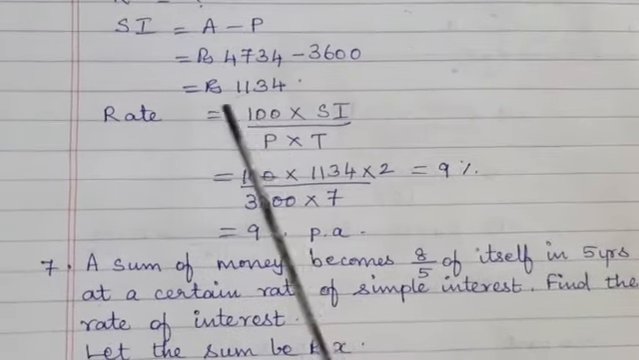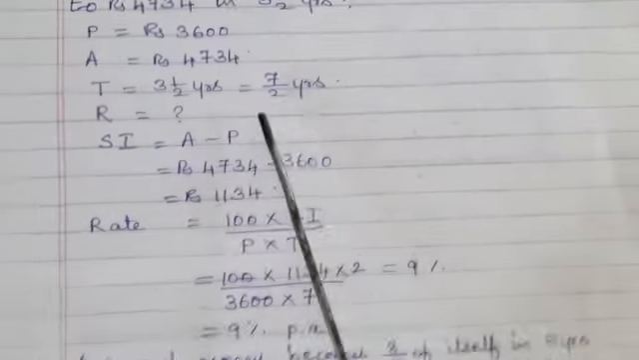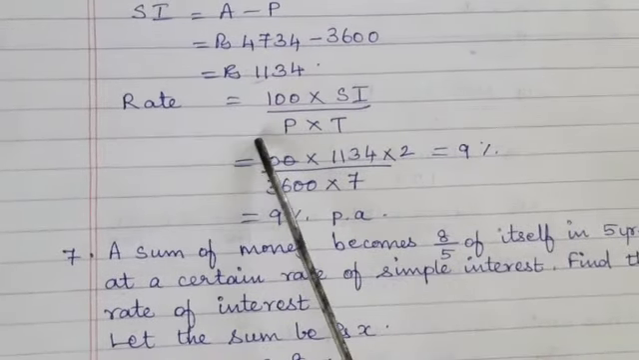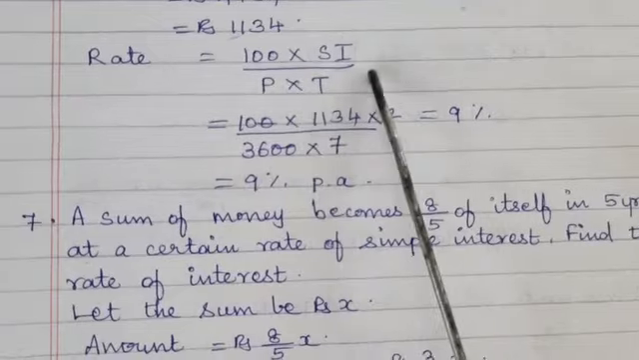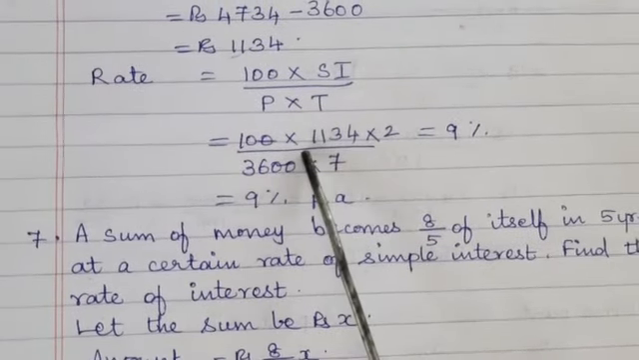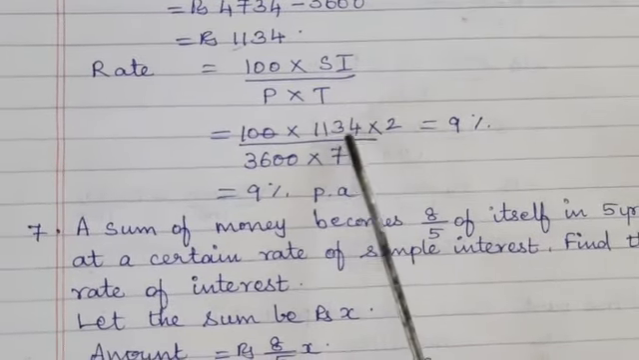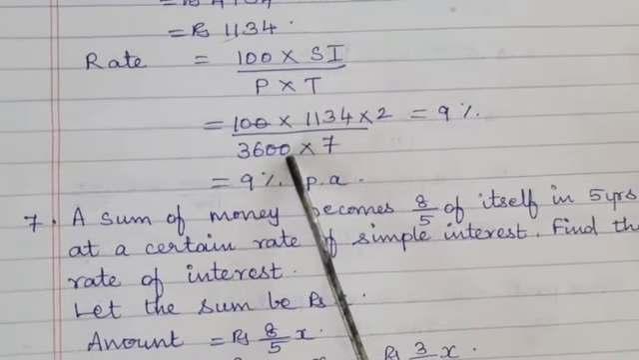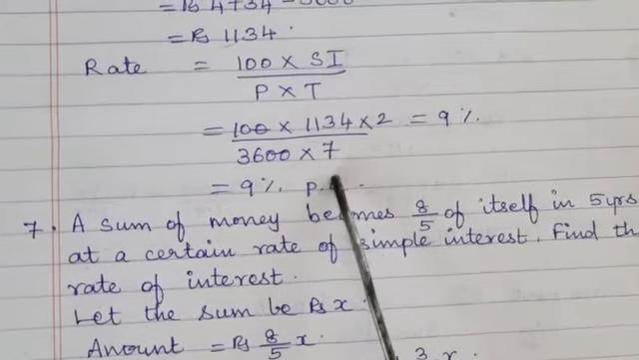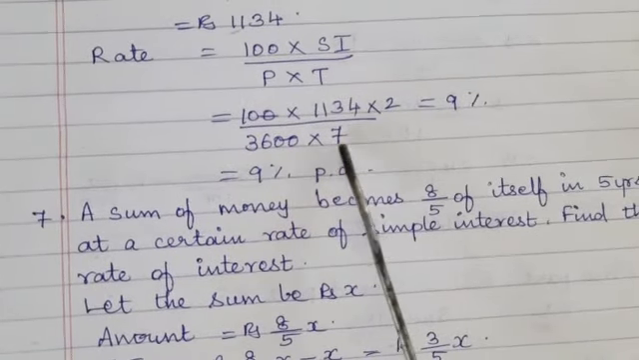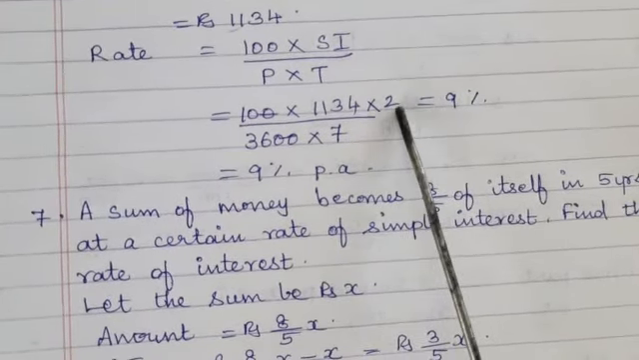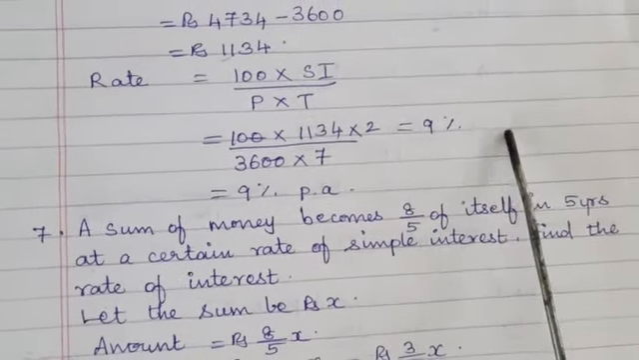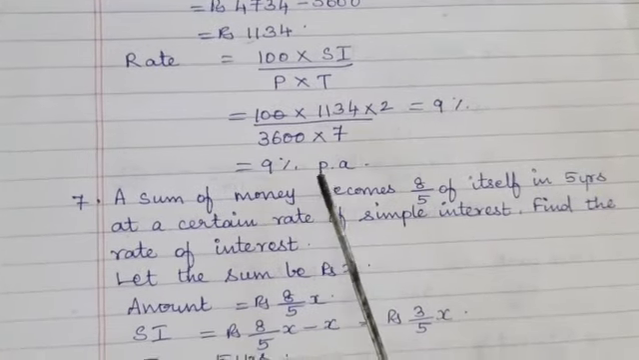Now we will apply this value SI, principal and time, everything we will apply in this rate formula. Rate equal to 100 into SI divided by P into T. So 100 into SI is 1,134 divided by P equal to 3,600 and T equal to 7/2. So it is in denominator, so we will write as a reciprocal, that is 2/7. After simplification we will get 9% per annum. So rate equal to 9% per annum.